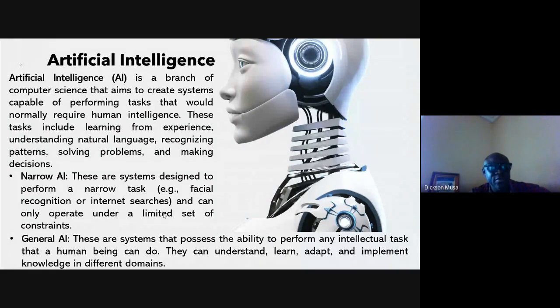Something like voice recognition and things like that. But we also have the general AI, and these are systems that possess the ability to perform any intellectual task that a human being can do. They can understand, they can learn, they can adapt, and implement knowledge in different domains. And this is where AI is trying to go, general AI.